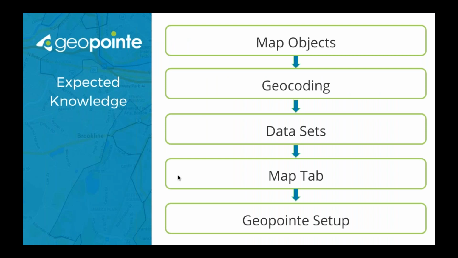I'm going to be dropping some of the terms that we use internally regularly. So if you're not familiar with all of these terms, just be aware these are going to be dropped. Map objects are how we say your Salesforce data is allowed on the map. Geocoding is the process of getting latitudes and longitudes onto your records. Data sets are the queries that you perform on the map to actually show your data. And this all happens either on the map tab or on the Geopointe setup tab. So I'm going to be using those terms a lot today, so just be aware of that if you're not super familiar with them.